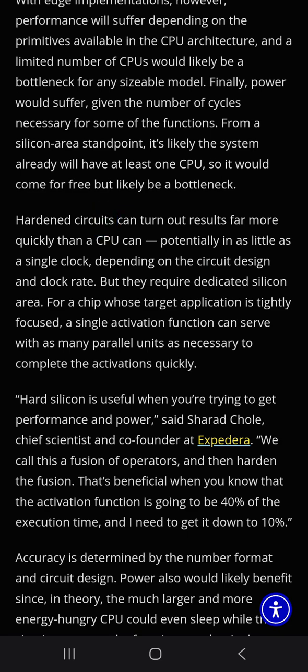Hardened circuits can turn out a result far more quickly than a CPU can, potentially in as little as a single clock, depending on the circuit design and the clock rate. But they require dedicated silicon area for each function, whose target application is tightly focused. A single activation function can be served with as many parallel units as necessary to complete the activation quickly.